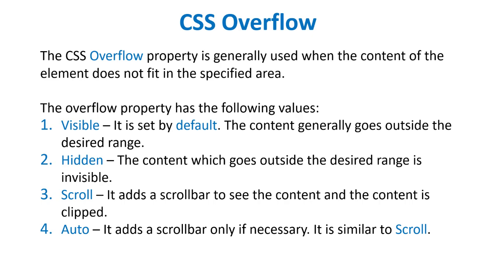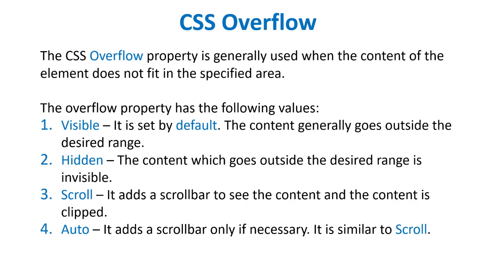Visible, it is set by default. The content generally goes outside the desired range. Hidden, the content which goes outside the desired range is invisible. Scroll, it adds a scroll bar to see the content and the content is clipped. Auto, it adds a scroll bar only if necessary. It is similar to scroll.